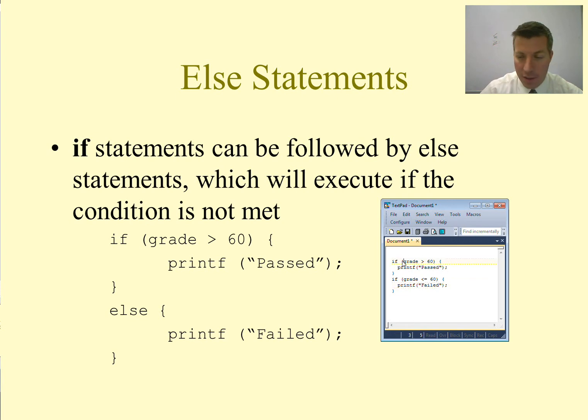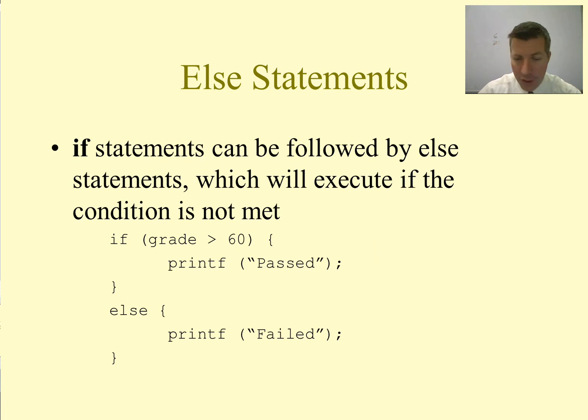We will always check to see if grade is greater than 60, regardless of whether it is or it isn't. We are then going to check to see if grade is less than or equal to 60. So we always are going to be doing two comparisons, whereas on this slide I am always only going to be doing one comparison, regardless of whether it is true or false. So it's a little bit more efficient to write it out this way with the else statement.